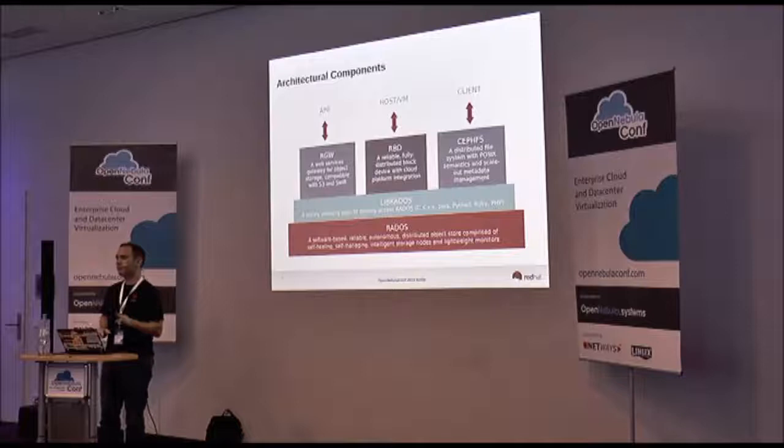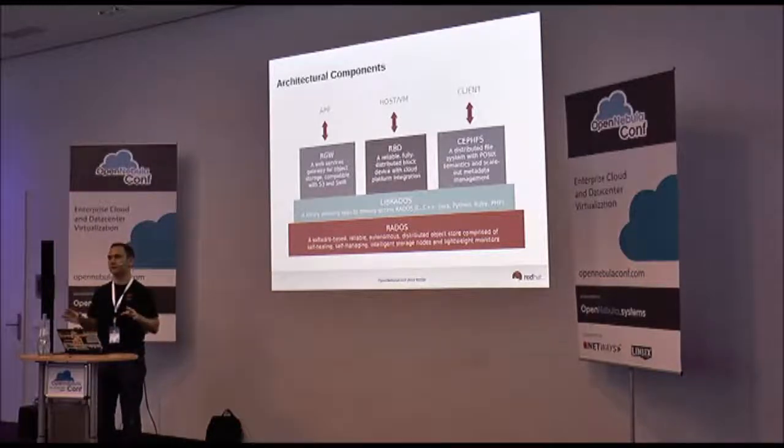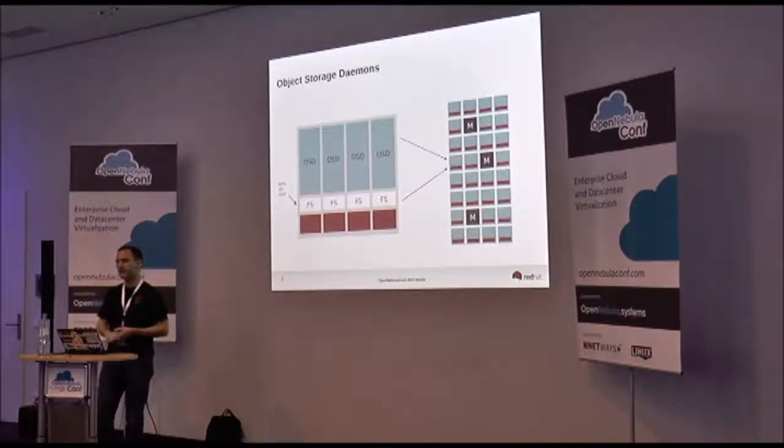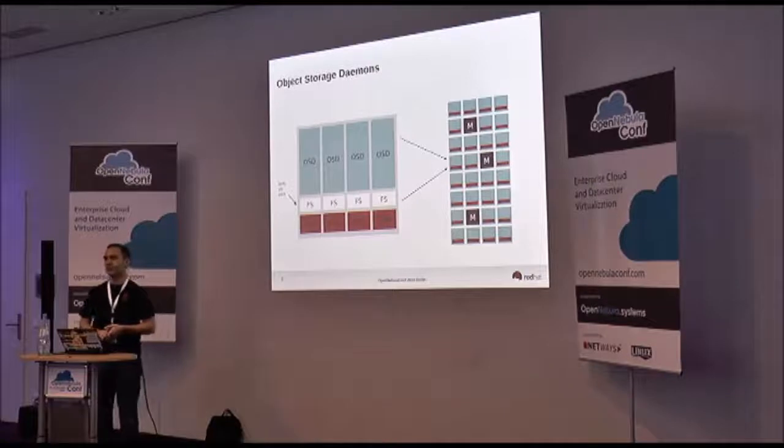So all three of those components sit on top of the layer that we call Rados, which is an acronym for Reliable Autonomous Distributed Object Store. Got it right. LibRados is the software layer that allows a client access to Rados, and Rados itself consists of a large number of object storage daemons. These are Linux processes, one per hard drive, in effect, and they sit on top of a local file system, which is usually XFS, but one can select a different one there.